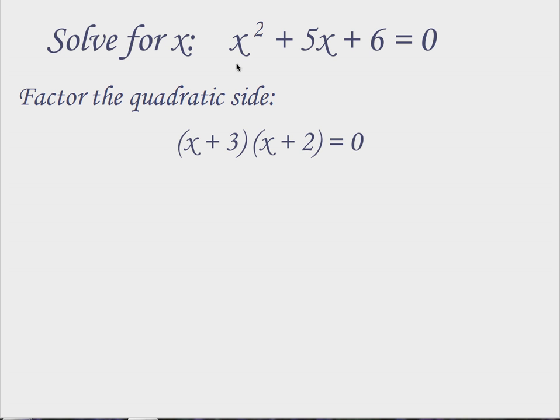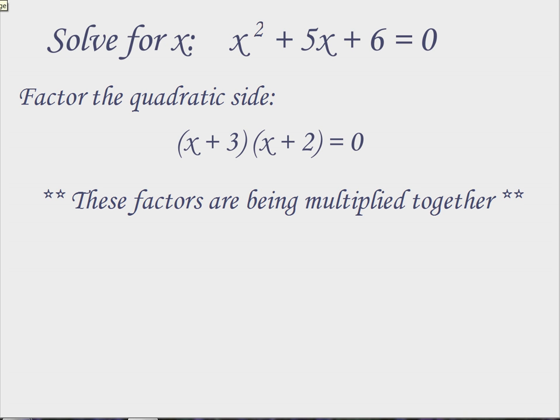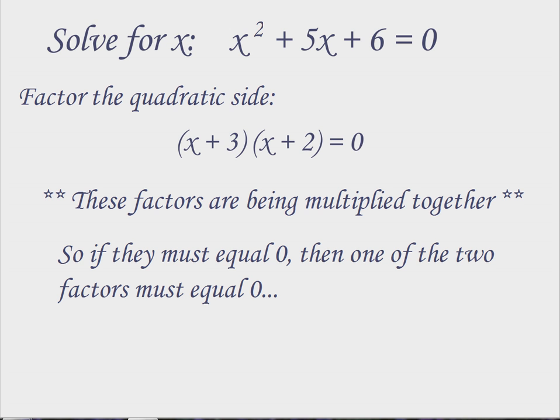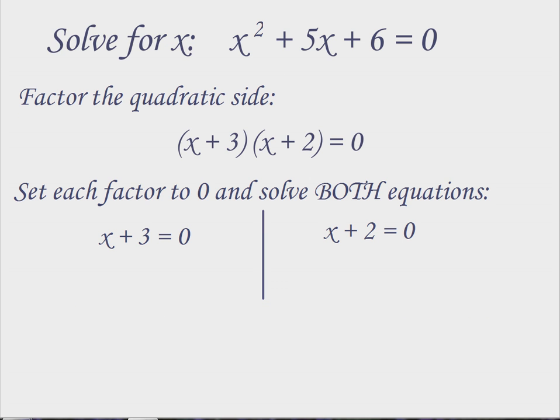So when I factor x squared plus 5x plus 6, I get x plus 3 times x plus 2. Since that's equal to 0, one thing I want you to keep in mind is that these factors are being multiplied together. Two parentheses side by side means multiplication. So if this whole thing is equal to 0, then doesn't it follow that one of the two factors must equal 0? Just like the multiplication we talked about a second ago.